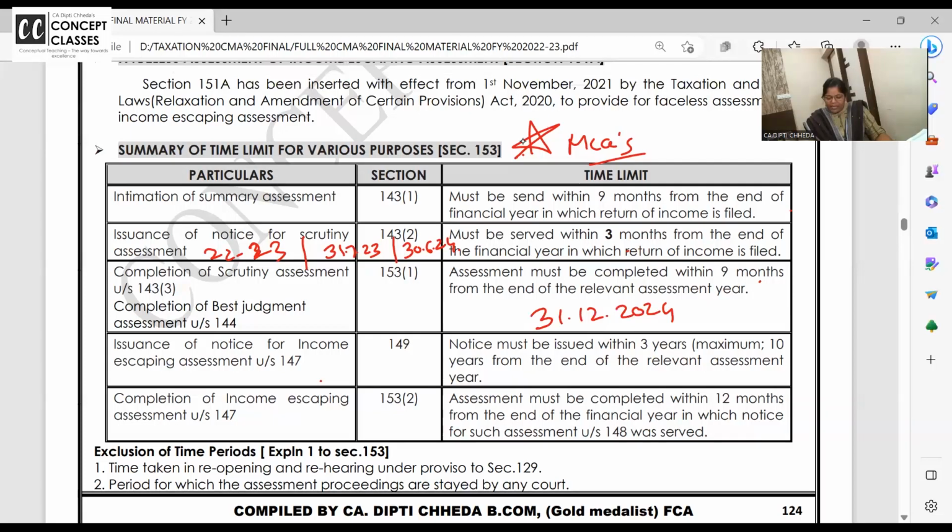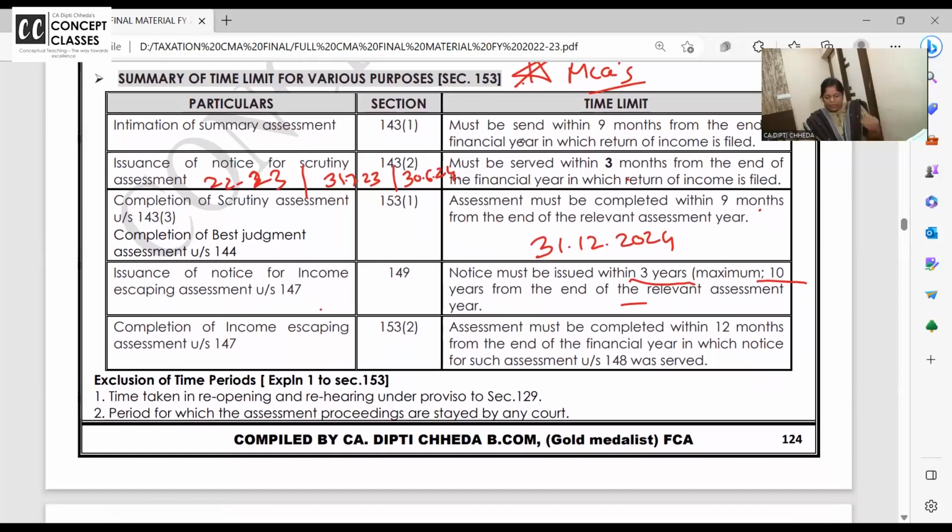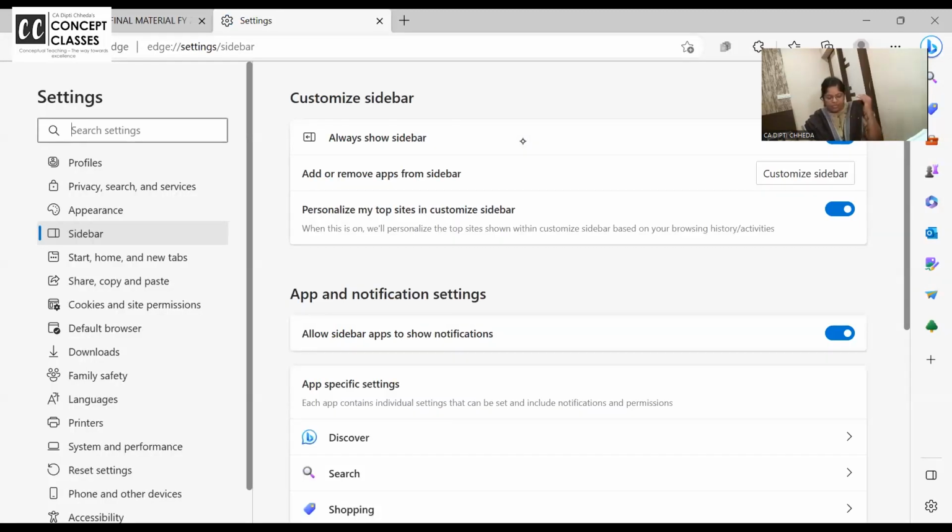For 147, notice under 149 can be given within 3 years, sometimes 10 years. That I already told you. And assessment is done within 12 months from the end of the financial year. Once you have issued the notice under 148, say on 31st October 23, then 12 months from the end of the financial year 24, so March 25, is the limit. Over and out. The entire assessment of the income escaping assessment has to be completed.